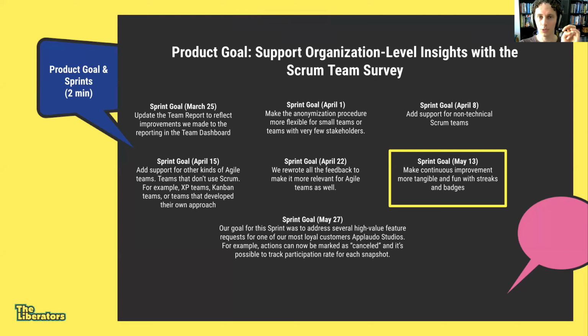Because one of the things that we focused on in April was to make it possible for non-software Scrum teams to also participate in the Scrum Team survey. As the name suggests, the Scrum Team survey is about Scrum teams. That's how we started. And we started with software teams because most teams are software teams still. But there were a lot of Scrum teams out there that did not develop software products, but still wanted to use the Scrum Team survey. But some of the language in some of the questions was very much about software development.